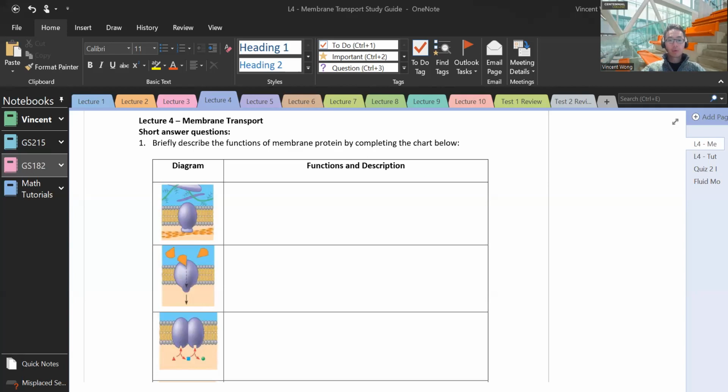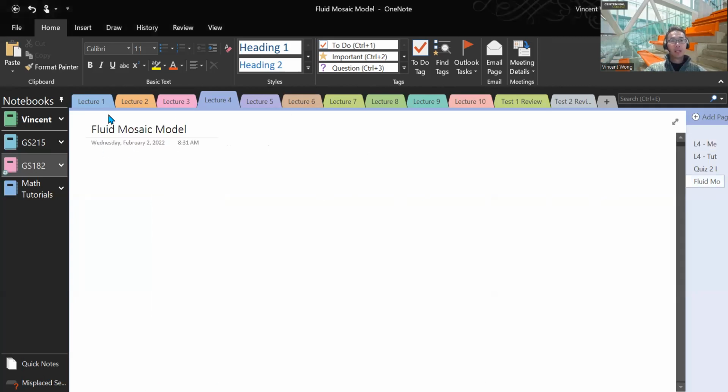Okay, good morning. This week we are going to be doing lecture 4, which is membrane transport. So before we do the study guide, I would like to go through the idea of fluid mosaic model just as a review for you. So if you could please draw along, that would be great.